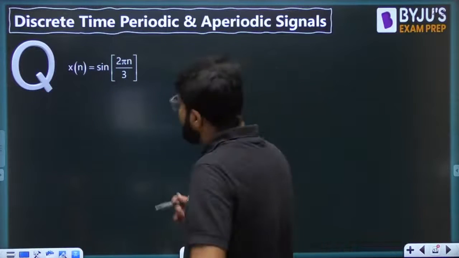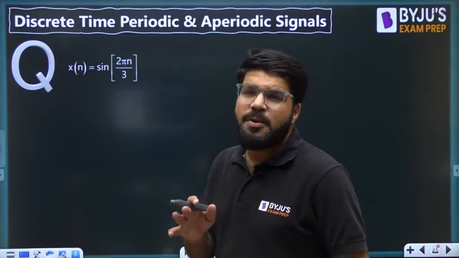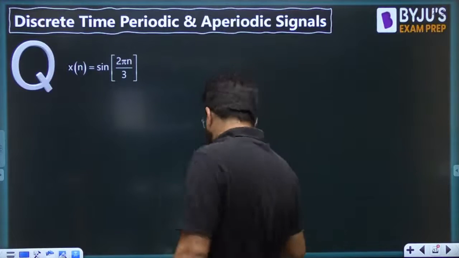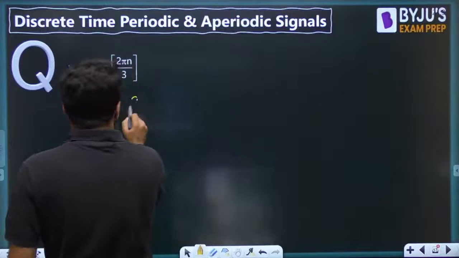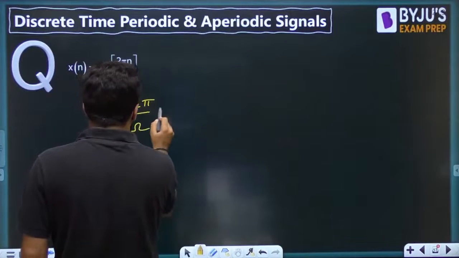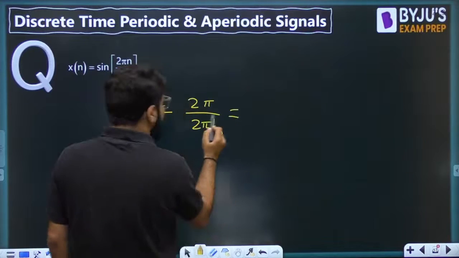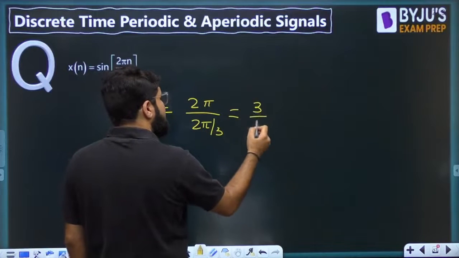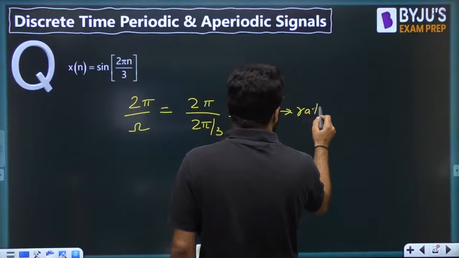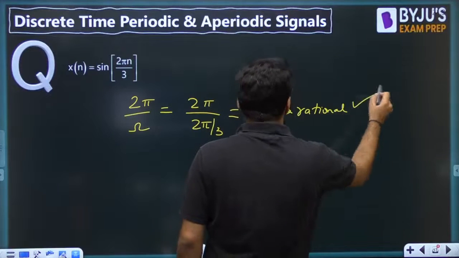Here is a simple question. First, you have to check whether it is periodic or not. If periodic, then calculate the period. So sir, what is 2 pi by omega? First step is to check 2 pi by omega. Sir, omega is 2 pi by 3. So 2 pi cancel, 3 will go above. This is 3 by 1. This is rational. So yes, it is periodic.